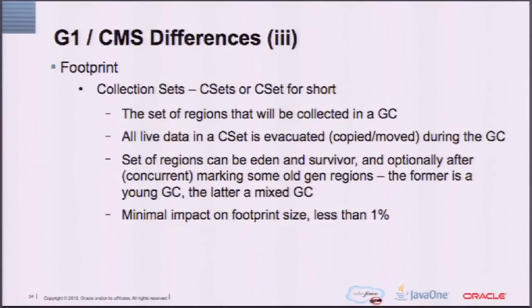The collection sets, or C sets for short, is the set of regions that are going to be collected on a given GC. So all of the live data in a collection set, in other words, that set of regions that's identified to be collected, is that set of regions that's going to be collected on that GC. Minimal impact here on the footprint size, usually less than 1%.